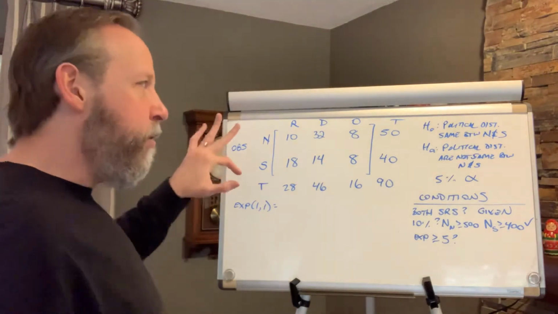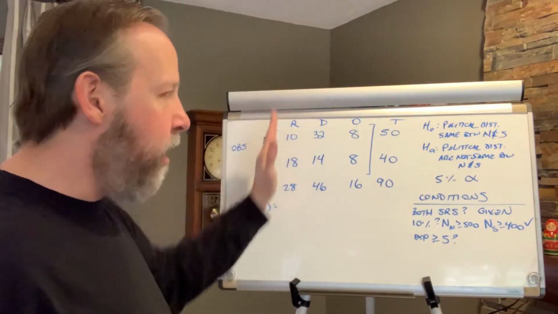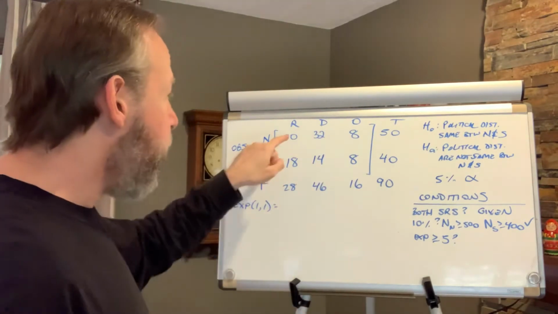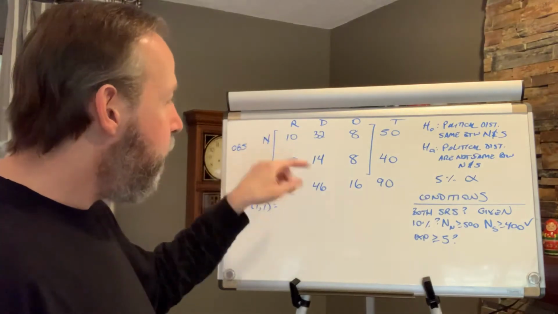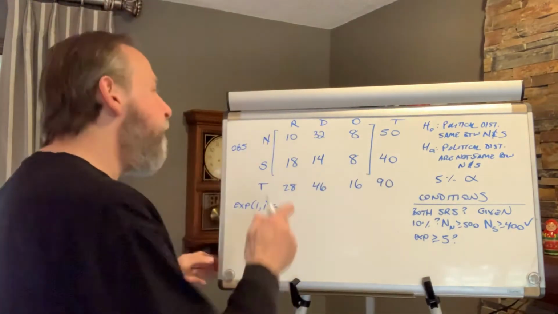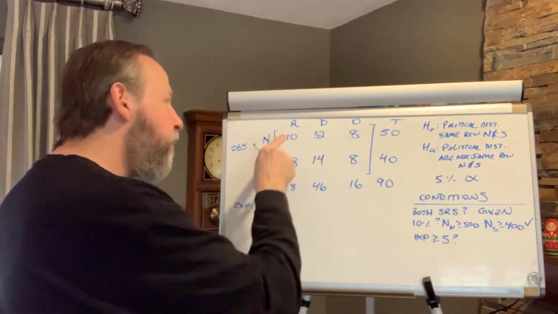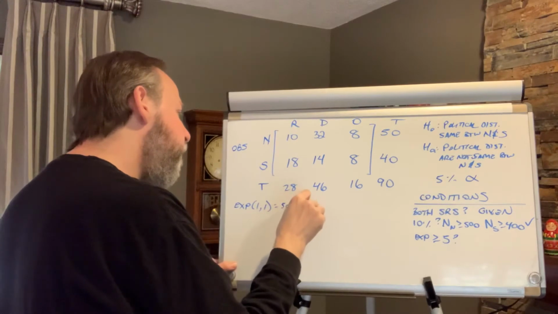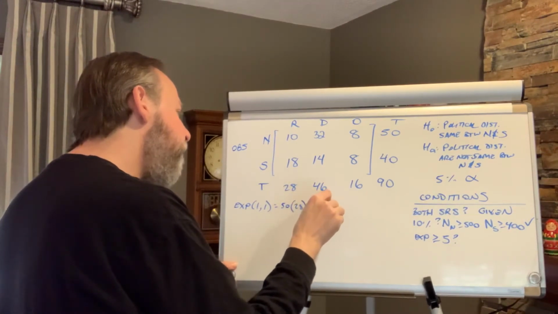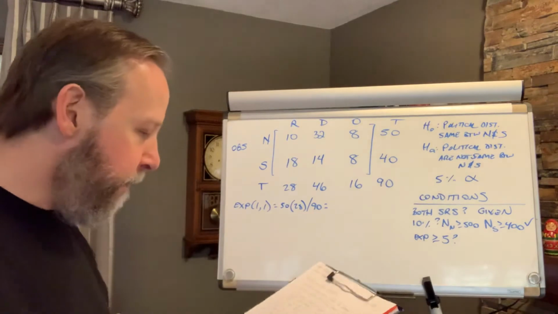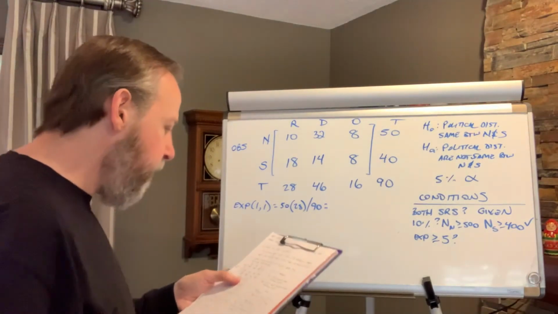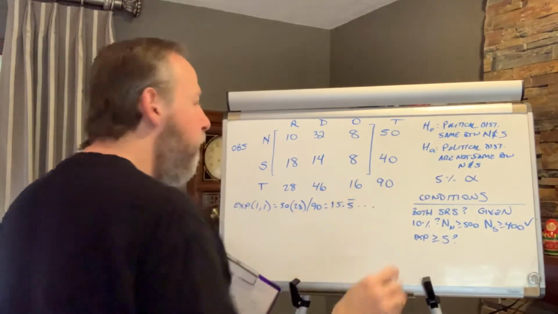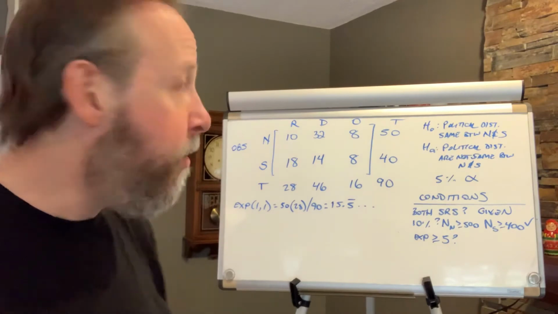To find expected counts, it is row total times column total divided by table total. So for each cell reference, we have to look at its row and its column to find that cross-reference. For the first cell, first row, first column, it's going to be 50 times 28 divided by 90. Now, when you multiply 50 and 28 and you divide by 90, you get 15.5 repeating. And the ellipsis, we're going to keep doing that for all of those cell references.